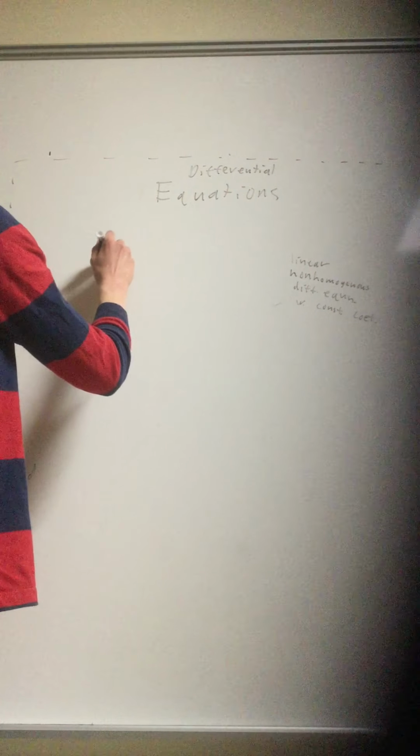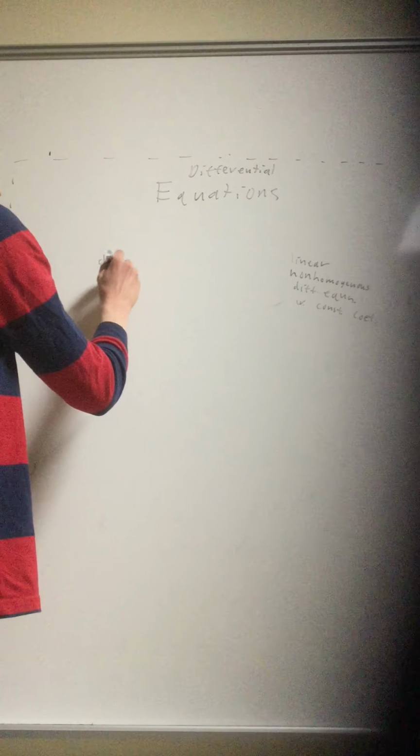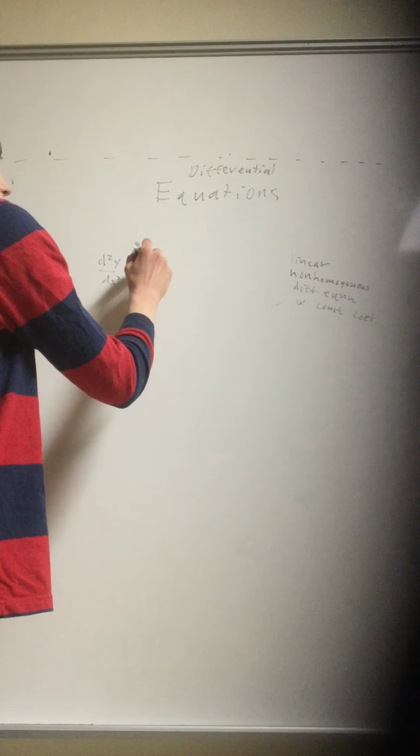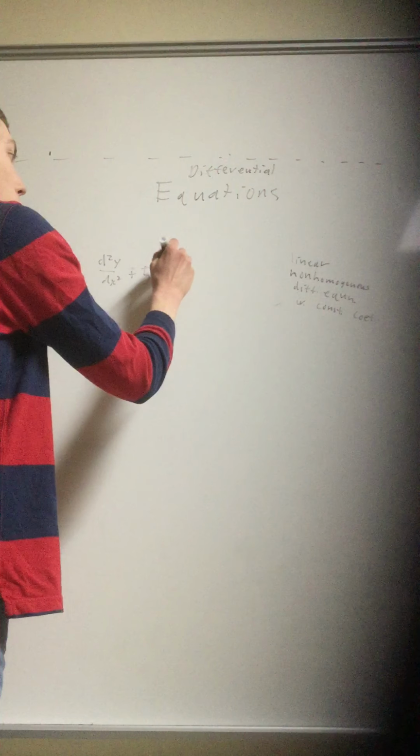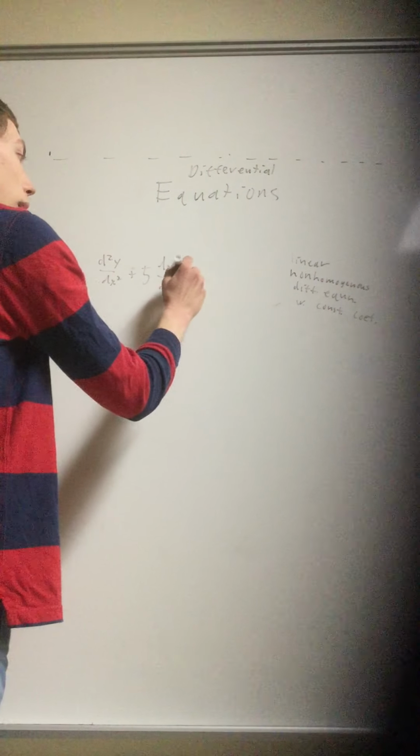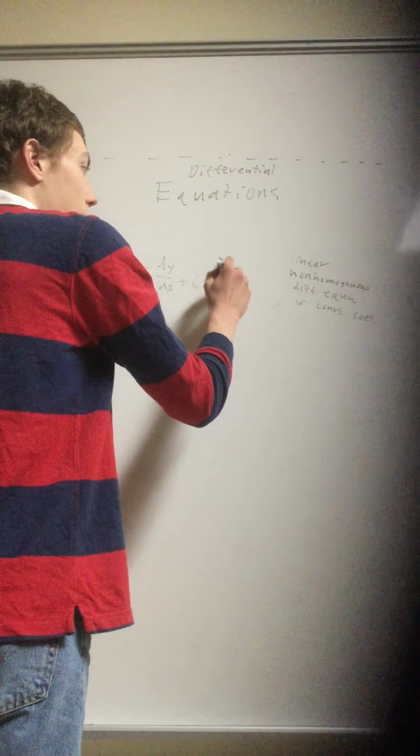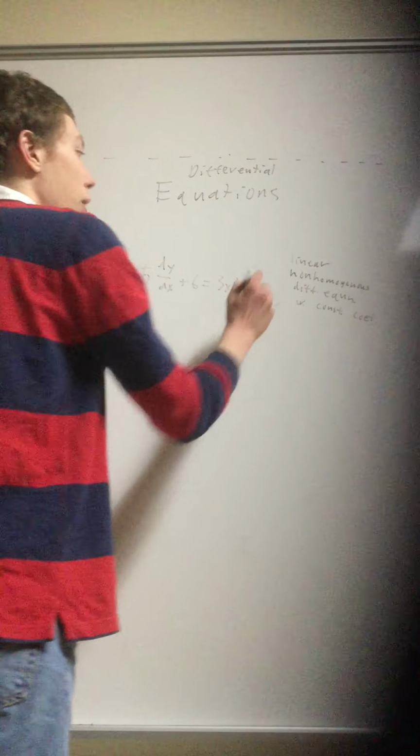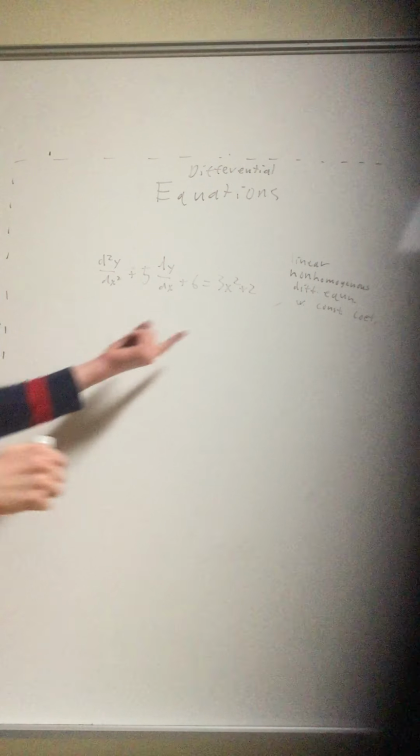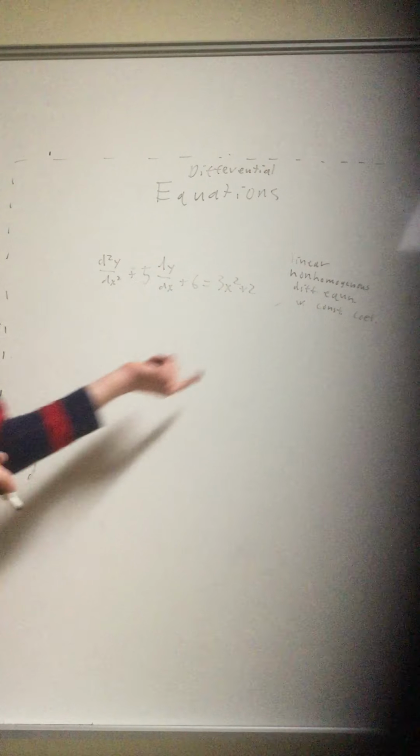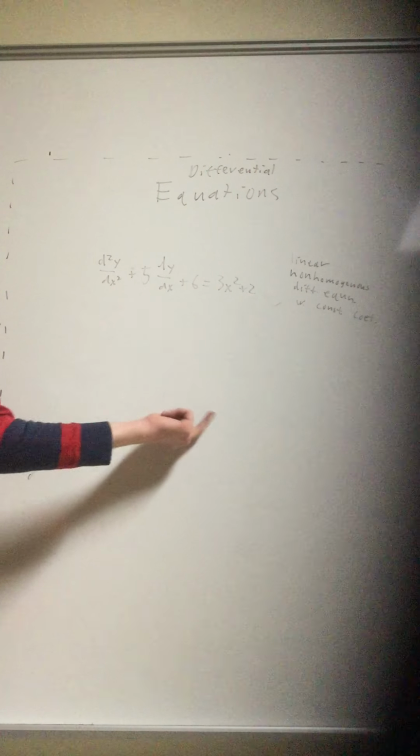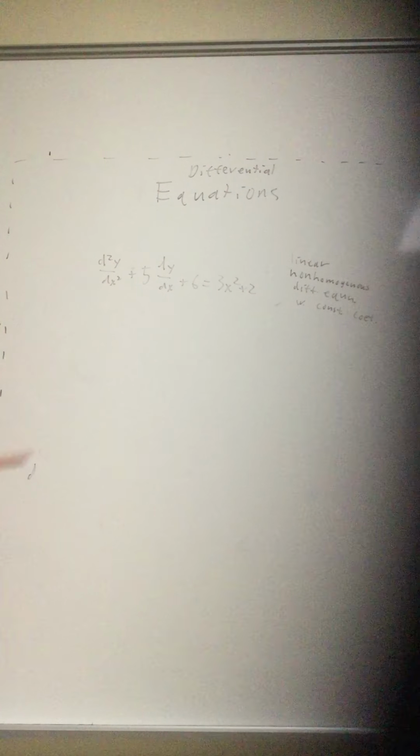We'll have something like d squared y over dx squared plus 5 dy over dx plus 6y. But it's not going to be equal to 0. It's going to be equal to something like 3x squared plus 2. So what do we do here? Well, we're back to square one, and in this case we just guess. But before we do that, let's think a little bit.